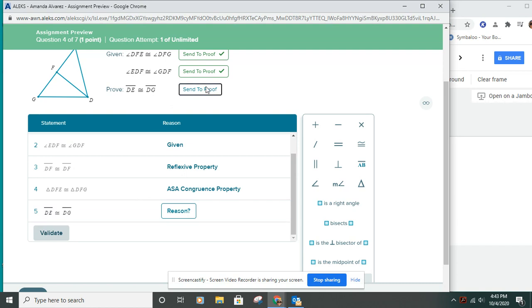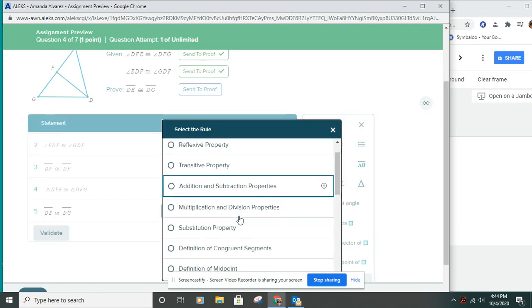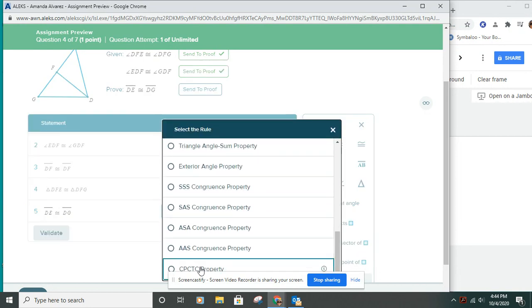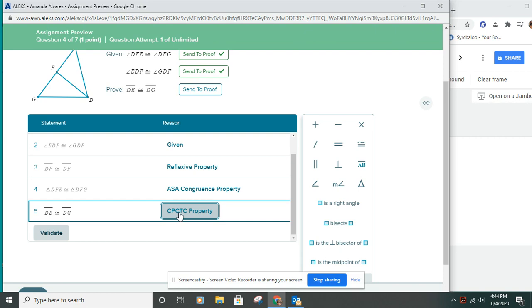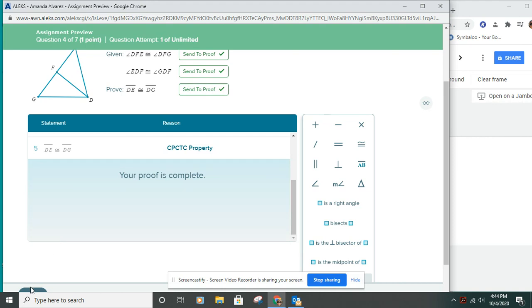And now I can send to proof the last thing. Once I prove triangles are congruent, I can say any side or any angle that's corresponding are congruent. That's C, P, C, T, C. Corresponding parts of congruent triangles are congruent. So you have to have the congruent triangles first, and then you can say whatever sides or whatever angles are congruent. It works for sides or angles. Validate and check.